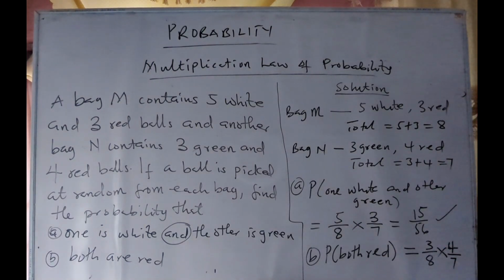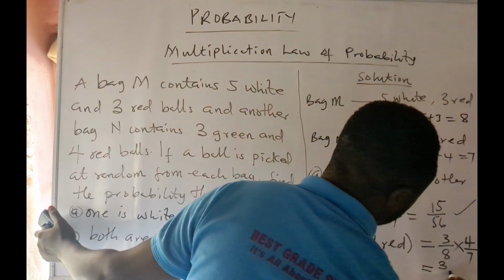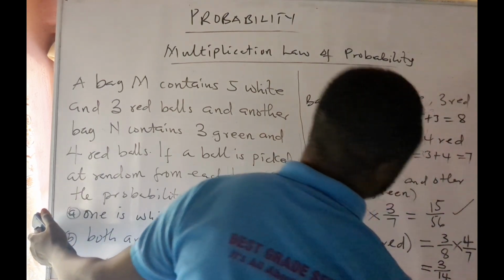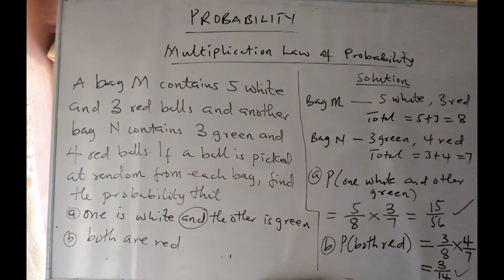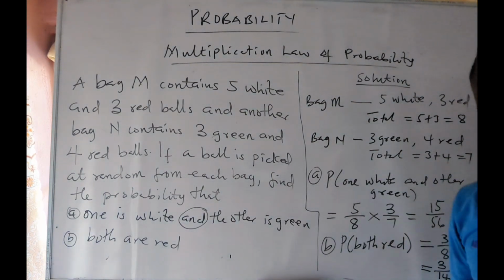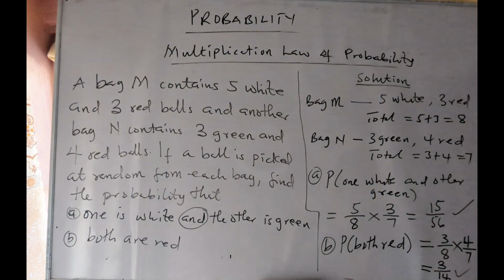We have 3/8 times 4/7. So 3 on 8 times 4 on 7, and that will give us 3 on 14. So the probability of both red is 3/14. That is how the multiplication law is applied. When we are solving a question and there is an application of and, then it means that you are going to use the multiplication. If there is or, then you use addition.